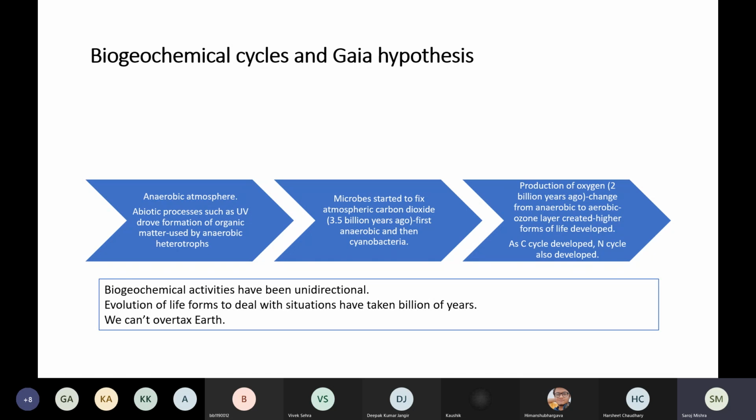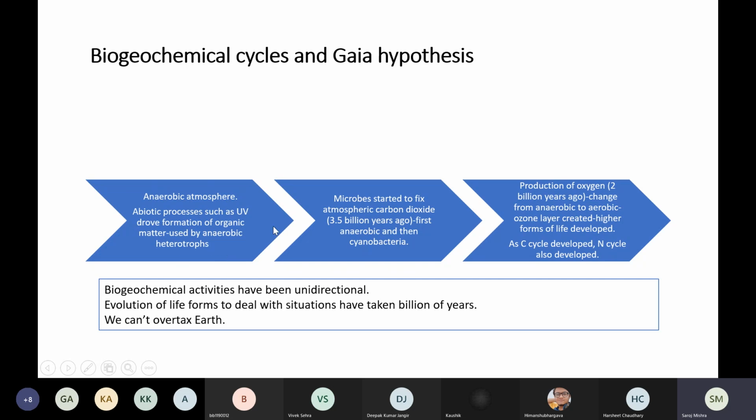Remember that this experiment was carried out by Miller, which you must have read in biochemistry, in a glass vessel, where carbon dioxide, nitrogen, and hydrogen were put together and subjected to high voltage, and certain organic polymers were actually formed. So it is proposed that even when life was not there, because of abiotic processes such as UV radiation, the nitrates in the earth, the carbon dioxide in the atmosphere, and the water could all come together to make organic matter. And this organic matter initially was used by anaerobic heterotrophs.